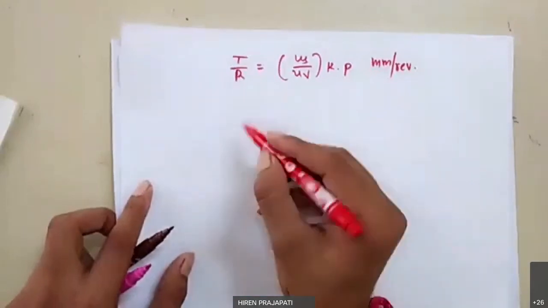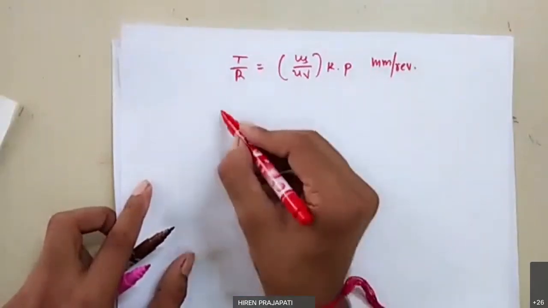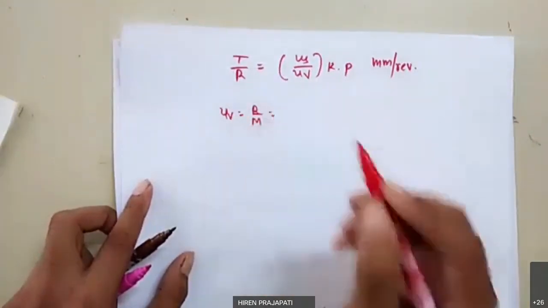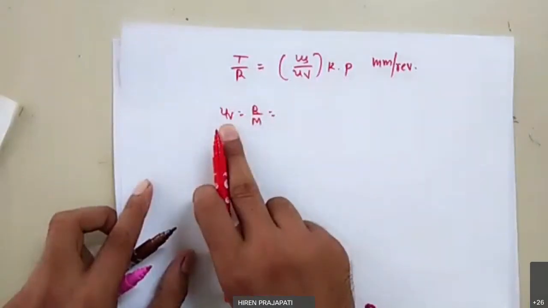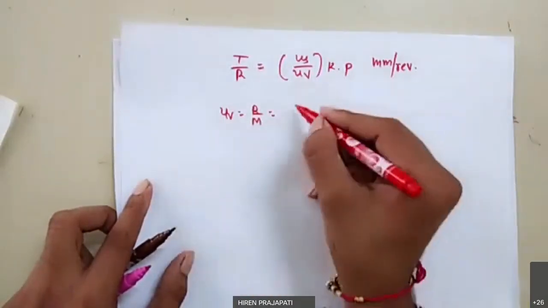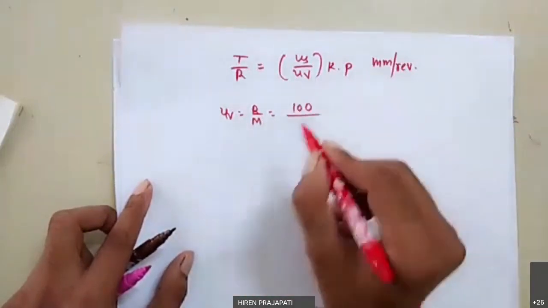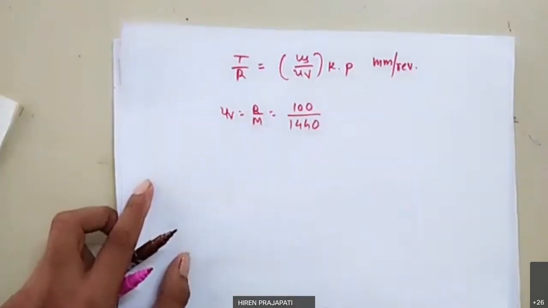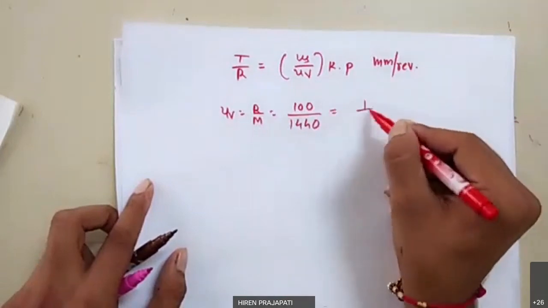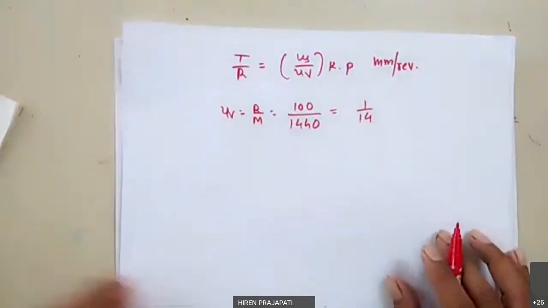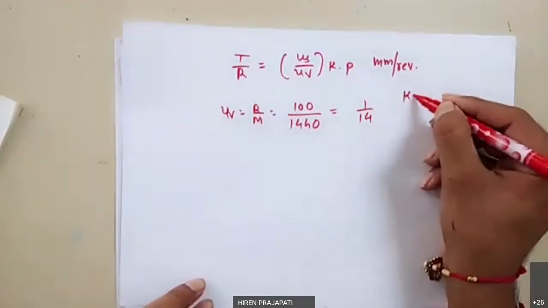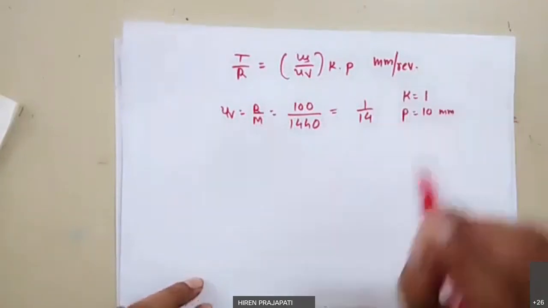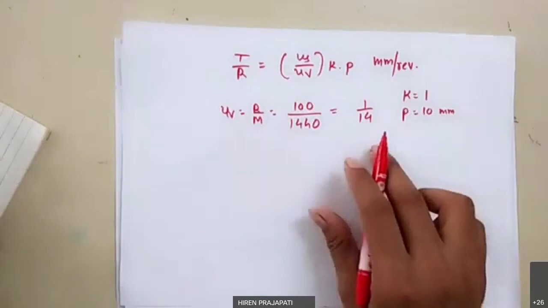So suppose now you consider UV, which is R by M, the transmission ratio of the speed box. R is 100 for the first case, and now we need to consider the motor RPM. Suppose I consider 1440 as the standard motor RPM, then your UV becomes 1 by 14, right? And we are keeping the same K as 1 and P equal to 10 mm, which was taken earlier.